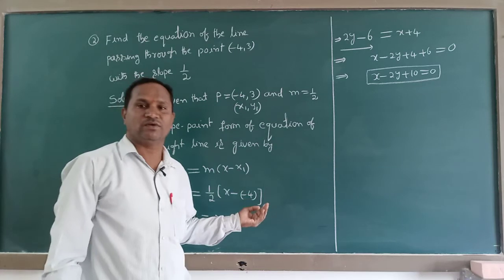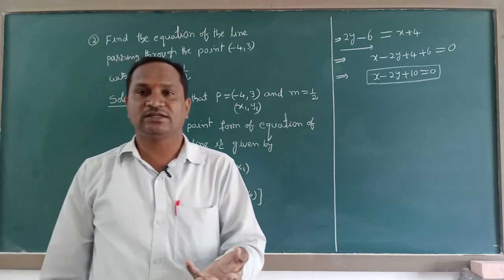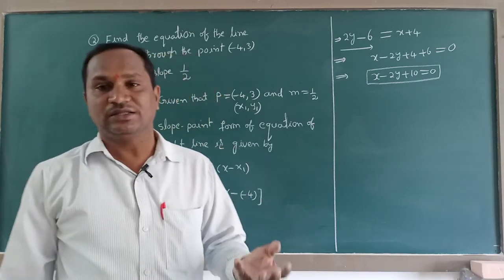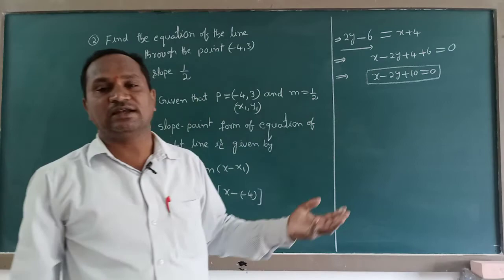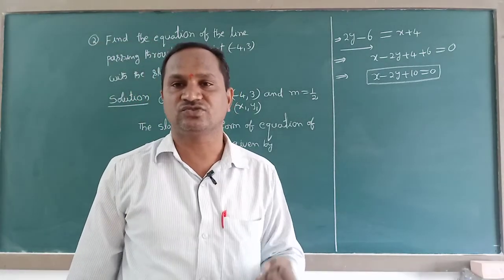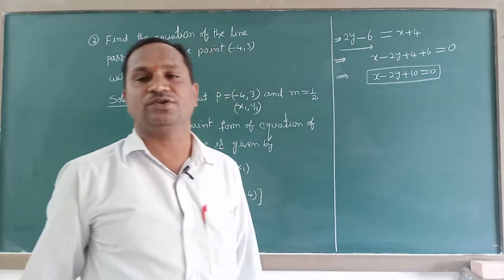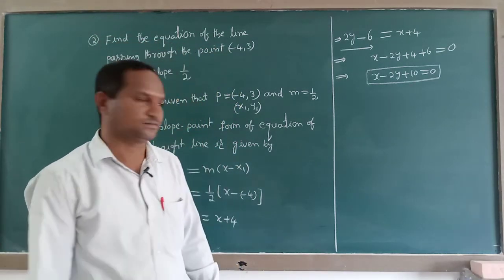What is the value of the slope and what are the coordinates of the given point? Like that, we substitute all three values in that formula. Finally, we got the required equation of the straight line as x minus 2y plus 10 is equal to 0. Like that, we gave the solution for this question. Now we are going to solve another question.